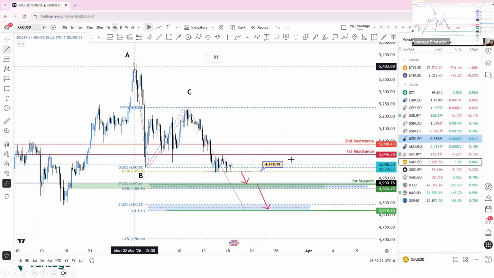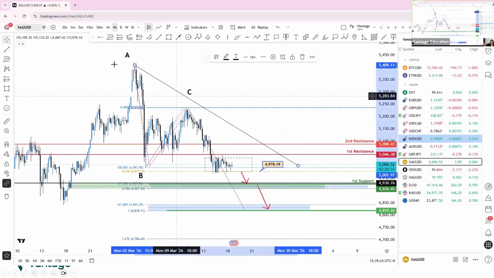Why? Because price makes lower highs and lower lows. We can see the break out of this and pull back: lower high, lower low, break below this level. Now either it wants to pull back first, or it just continues from C, because right now it is being sideways. It's just being sideways right now.